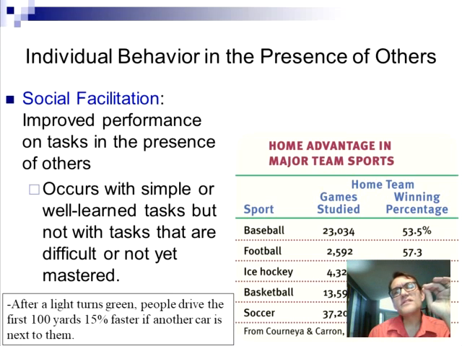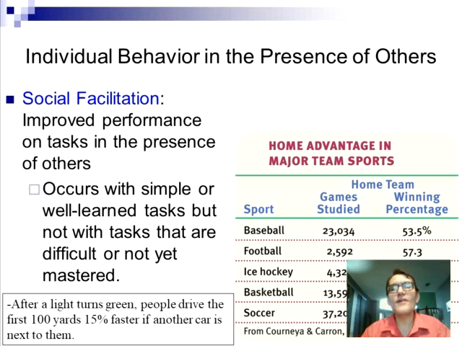Another thing that might influence us in a group is social facilitation. And this is one whereby our performance improves in the presence of others. It works well with simple tasks, not with well-learned tasks. Say, for example, after a light turns green, people drive the first 100 yards 15% faster if there's a car next to them. Okay, that's just nuts. And so we work harder when there are others around us.